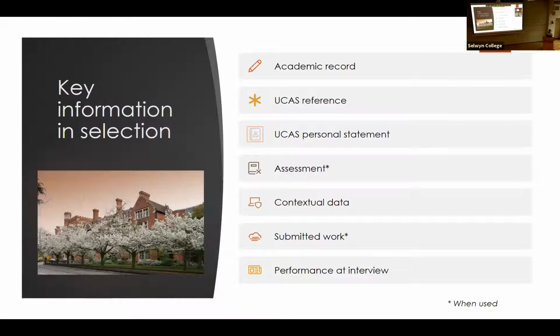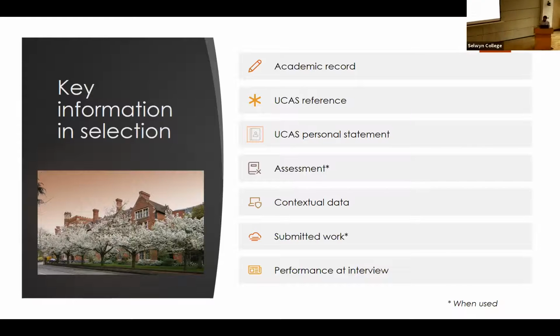So how do we get this information, how are we going to assess people? Well, we get access to an academic record, so that's submitted on your UCAS application. We get your UCAS reference, which is written by the school or the college, and really describes how they find you, how you work. We get your UCAS personal statement, so this is your opportunity to speak to the admissions teams and for us to get an idea of what makes you tick and why you want to do that course and what you feel you can bring not only to that course but also to the university.